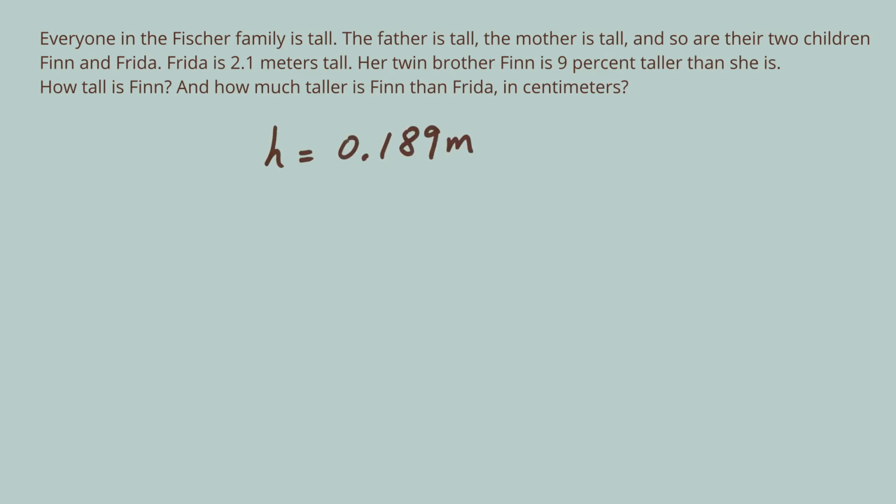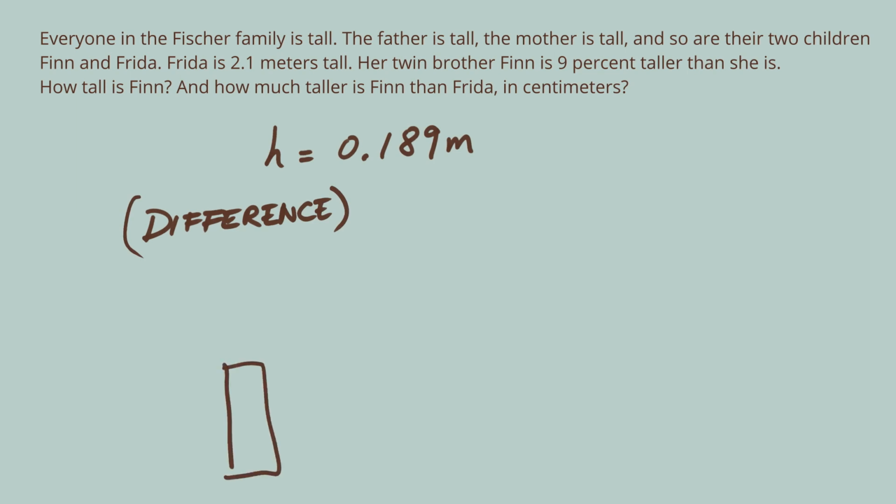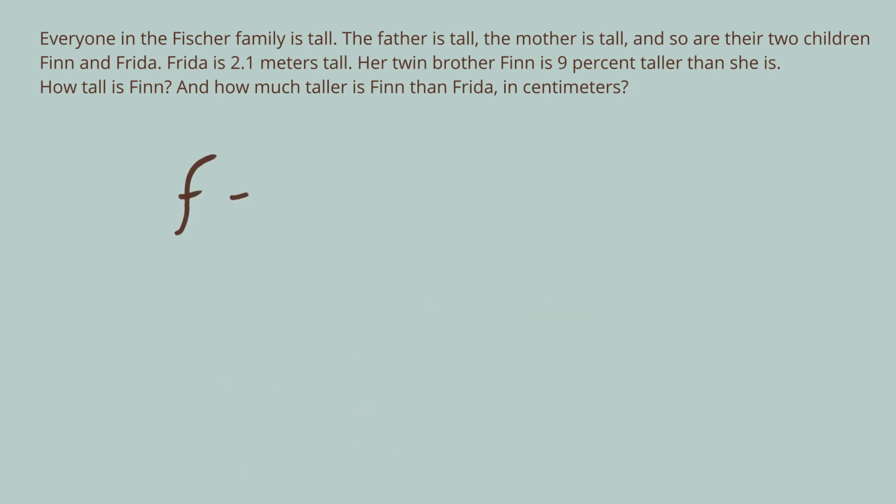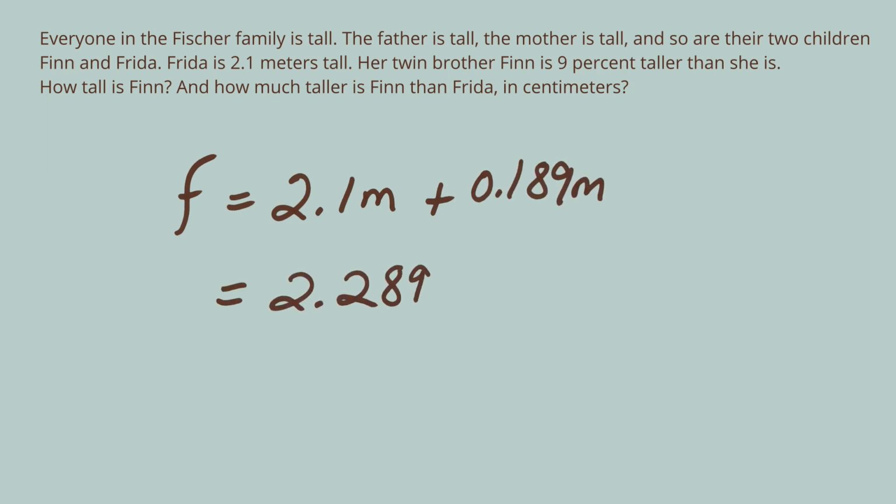0.189 meters is the difference in their heights, which means that Finn is Frida's height plus 0.189 meters. f equals 2.1 meters plus 0.189 meters equals 2.289 meters. We'll discuss another time whether Finn would want to round that up to 2.3 meters.